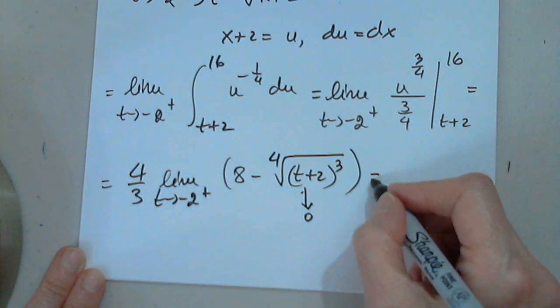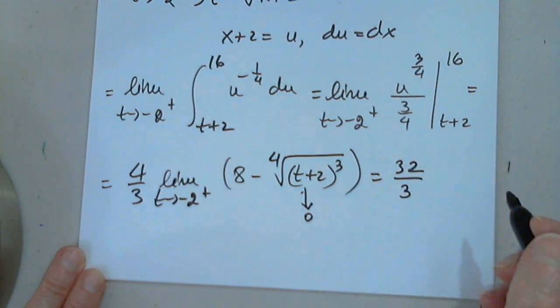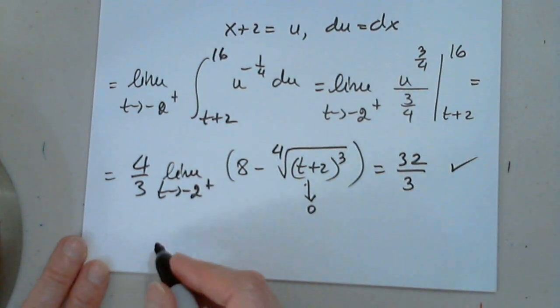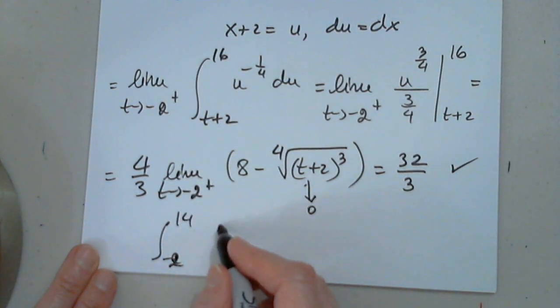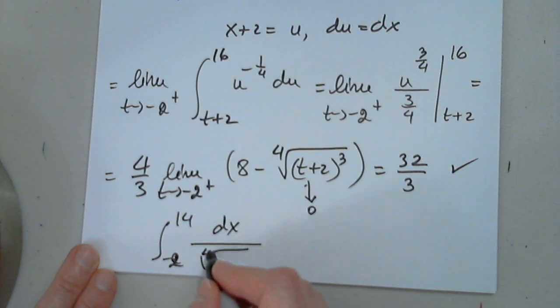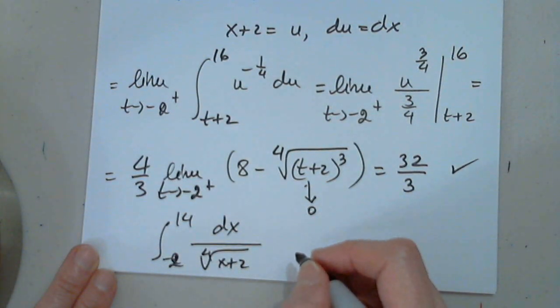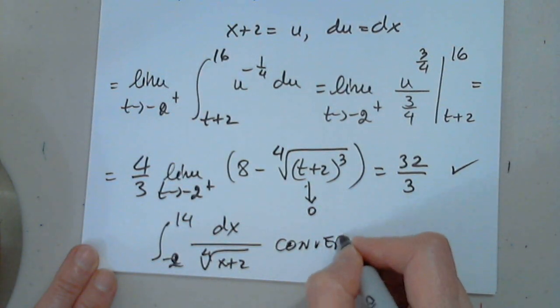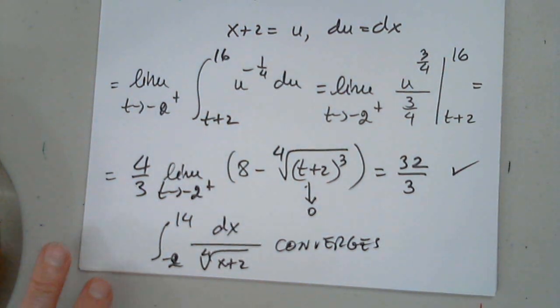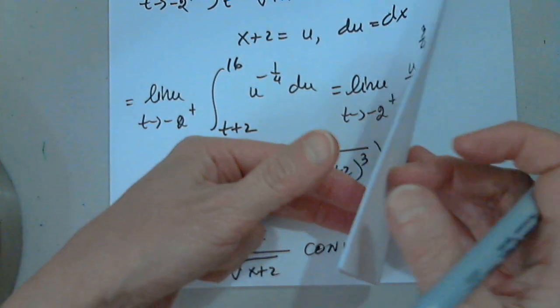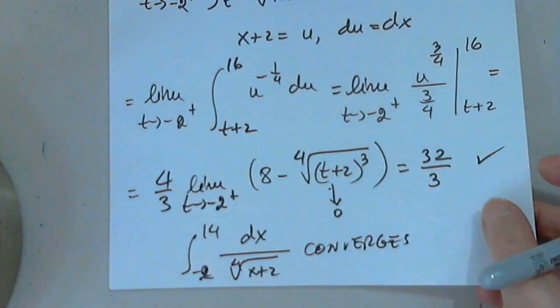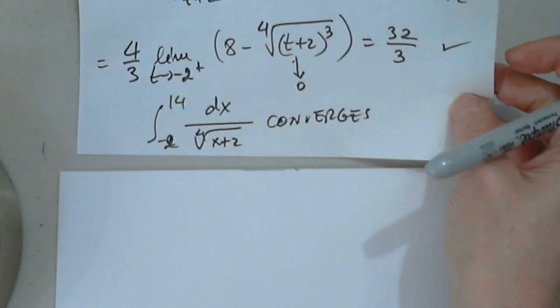So 32 divided by 3, because the limit exists, we will say that the integral from -2 to 14 of dx over the fourth root of x plus 2 converges. This is how we address so far these examples of improper integrals.